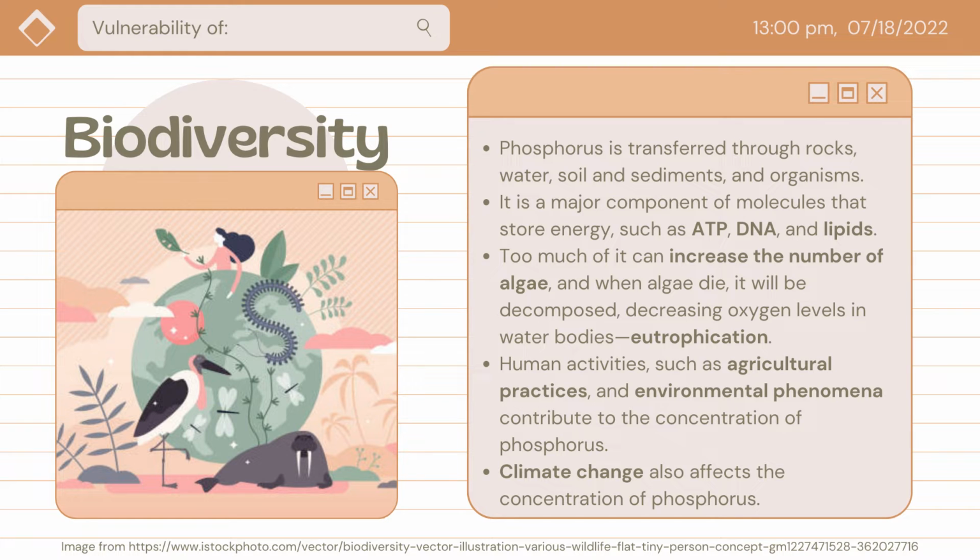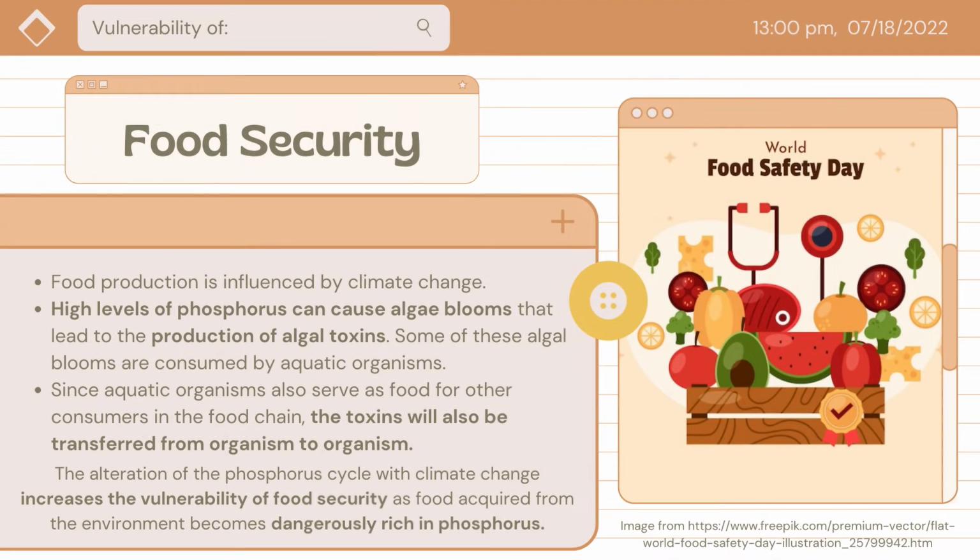Precipitation is a part of the phosphorus cycle and is influenced by climate change. Thus, increase in phosphorus levels is also affected by climate change. Therefore, the alteration of the phosphorus cycle with combined climate change increases the vulnerability of biodiversity. Climate change influences environmental phenomena which then affect the phosphorus level circulating the environment. Since food production mainly involves the environment, it is also influenced by climate change.